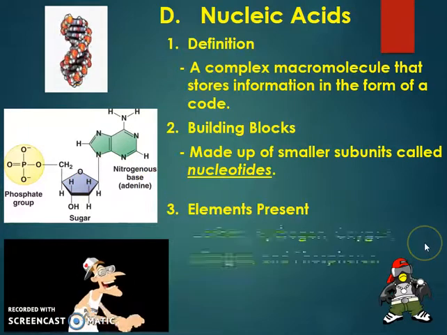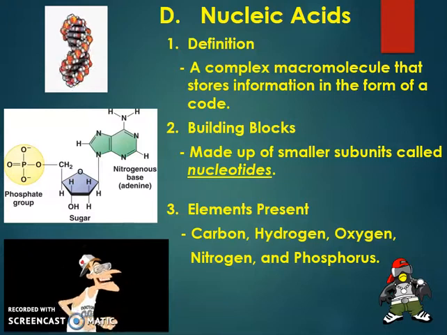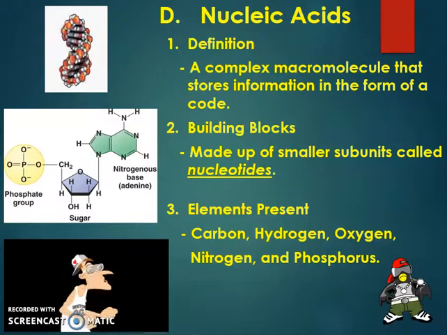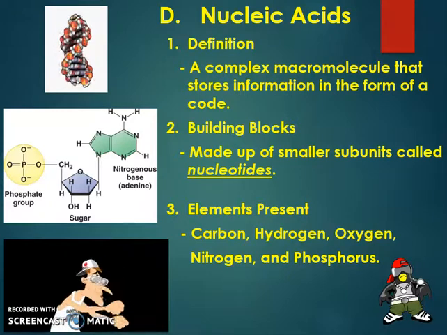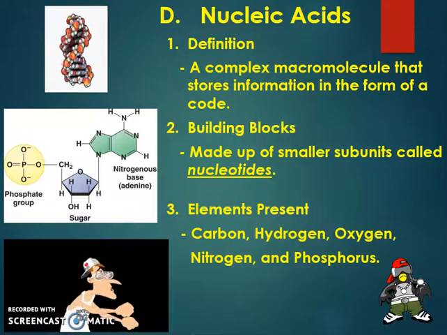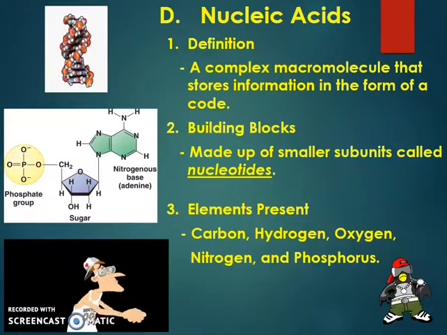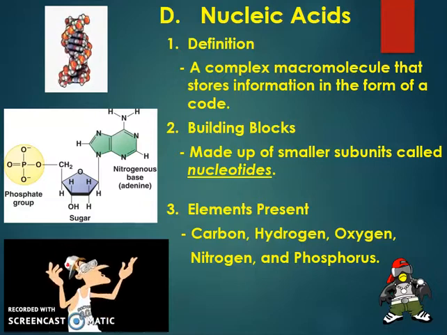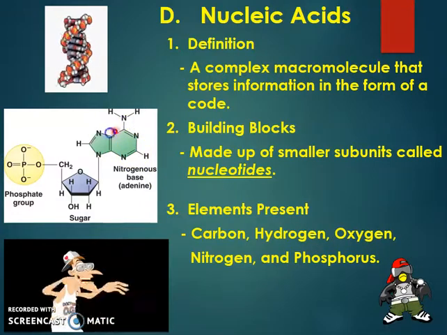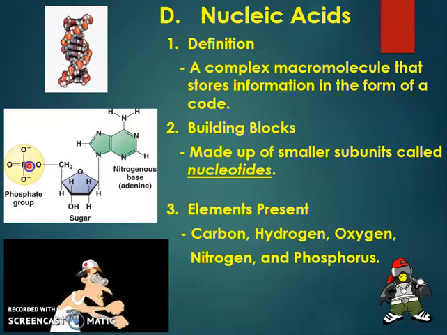Now, for elements present, in carbohydrates, we had your CHO in a 1 to 2 to 1 ratio, if you remember my best rapping, not actually, ability right there. So, for nucleic acids, we're going to have carbon, hydrogen, and oxygen. But now we're also going to add both nitrogen and phosphorus. And you can see that up here again in the diagram for a nucleotide. Here are some nitrogens being added, as well as a phosphate or phosphorus element.